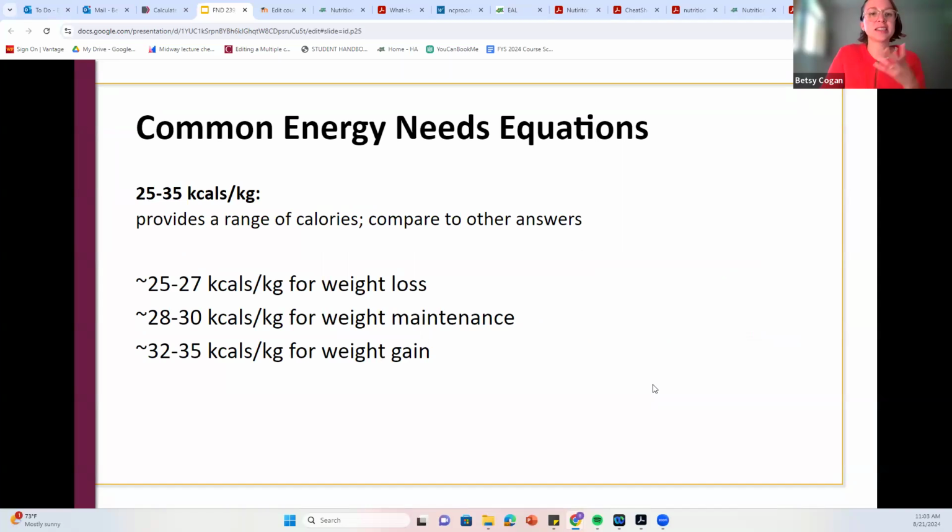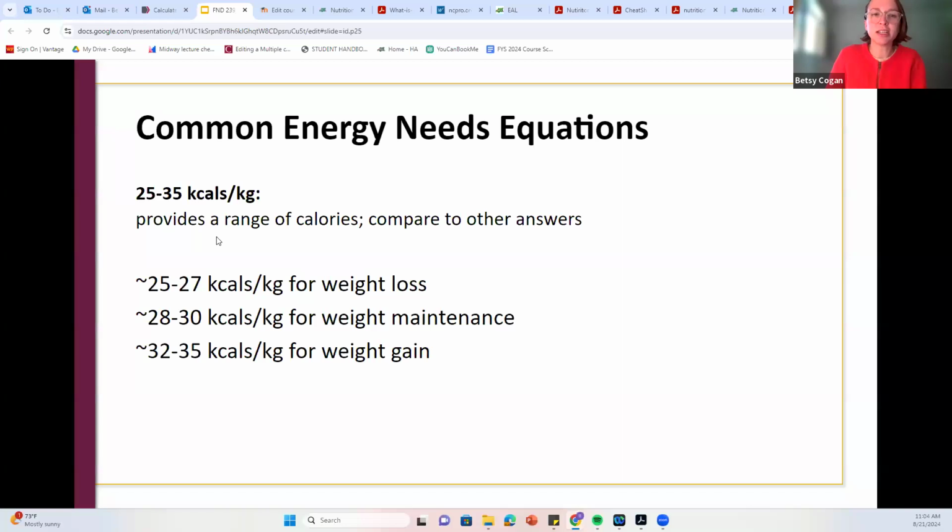Or we consider this standard calorie range, which is about 25 to 35 calories per kilogram. Notice this is not tailored for age, height, weight, or sex. But this is another calorie estimator that will help us determine energy needs for our patients. So if we're trying to maintain that person's weight, maybe we're somewhere in the middle of that range. If we're trying to produce weight loss, maybe we're on the lower end of this range. And if we're trying to induce weight gain, maybe we're on the higher end of this range.